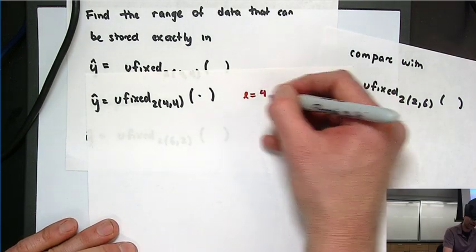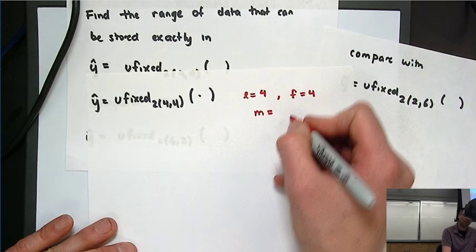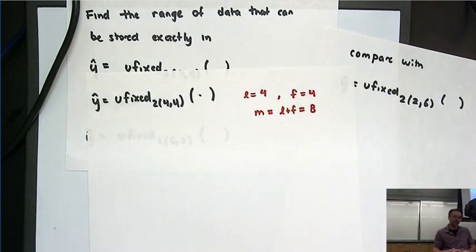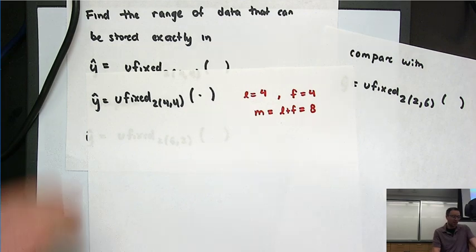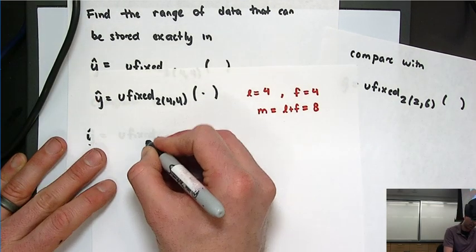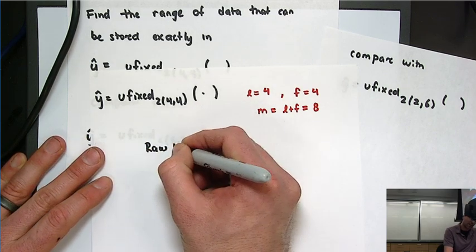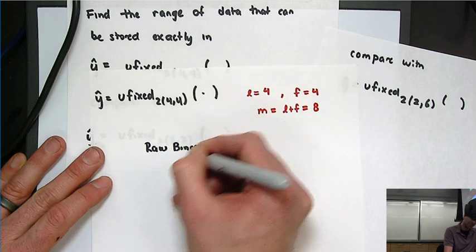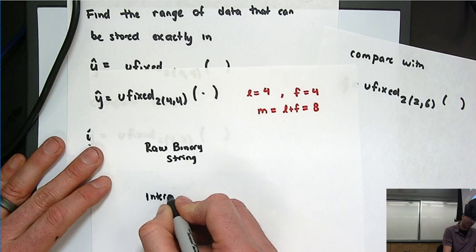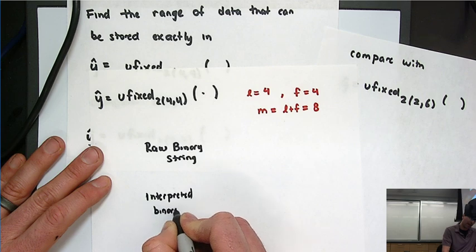Yeah, so the leading part has 4, the fractional part has 4. That means M, which is the total number of bits, is L plus F, which is 8. Okay. So let's go ahead and look at what those 8 data bits look like. Right now I'm going to say we're going to think about the raw binary string, and then we're going to think about the interpreted binary representation.